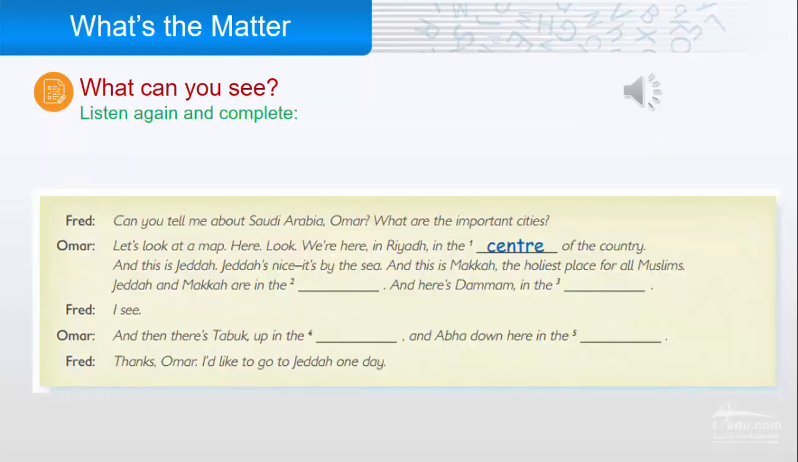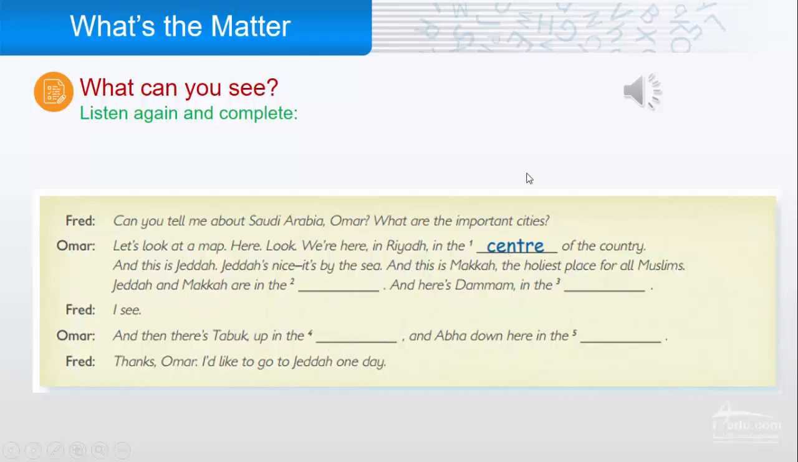What can you see? Listen again to the conversation and complete. Here we have Fred and Omar. We have 5 empty spaces. 1 is center. Complete 2, 3, 4, and 5.